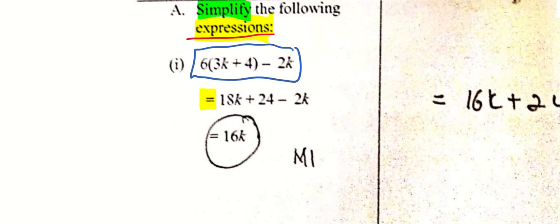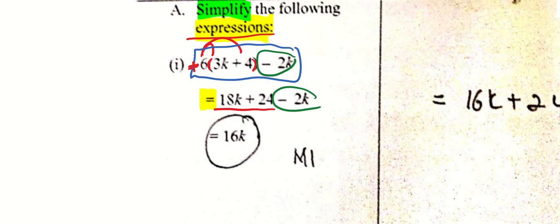Okay, so the first thing you see is there's a bracket. The first thing you should be doing is to rainbow the 6 in. Remember, be careful of the sign in front of the 6. This time it's a positive sign, so no problem. Don't have to worry too much about it. So let's just rainbow the 6 in, and you get 18k plus 24, not forgetting the guy behind.